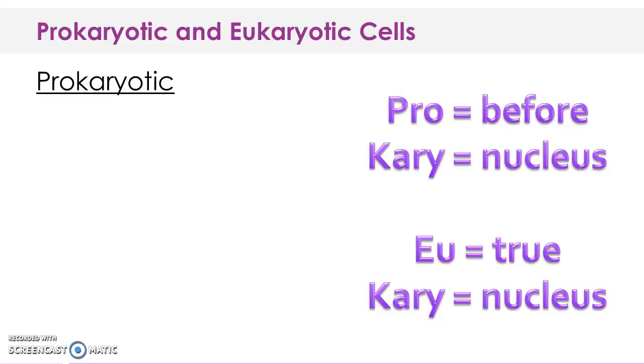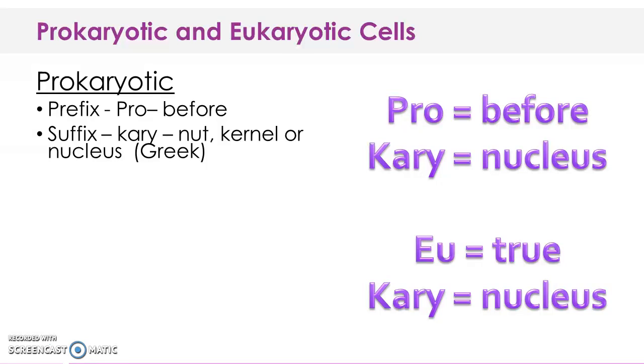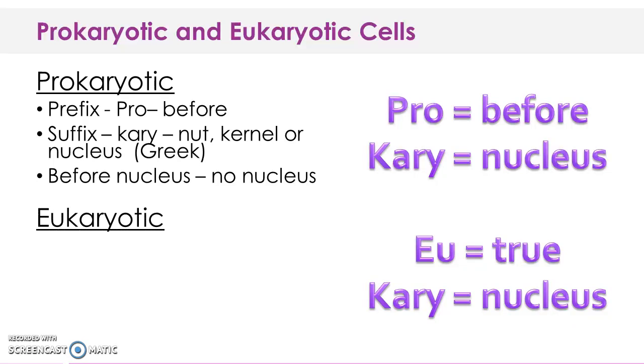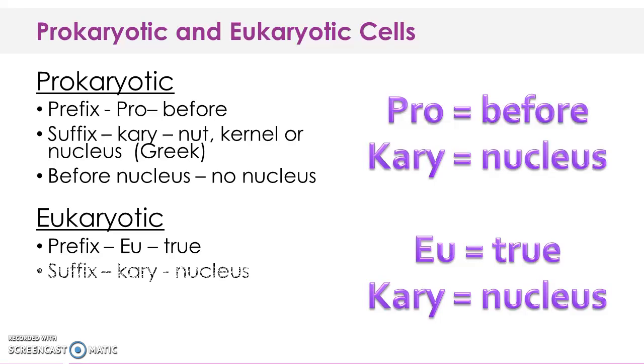To better understand the main difference between these two cells, which has a lot to do with the nucleus, we can look at the prefix and the suffix of each word. The prefix pro means before, and the suffix kary in Greek means nucleus. So if you put that together, prokaryotic would mean before nucleus or no nucleus. Eukaryotic, the prefix eu means true. Again, the suffix kary means nucleus, so putting the two together, we get true nucleus or with nucleus. So just by looking at those Greek root words, we can already identify the main difference between the two types of cells. The prokaryotic cell came before a nucleus, otherwise it does not have a nucleus, while the eukaryotic cell does have a nucleus.